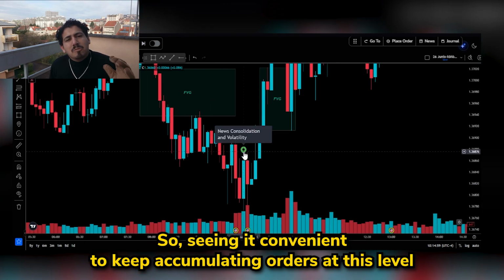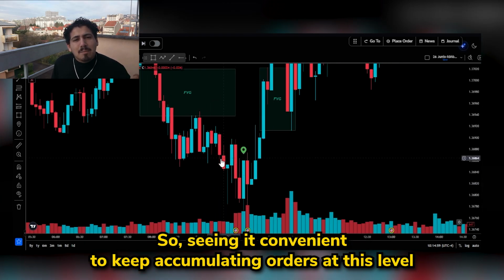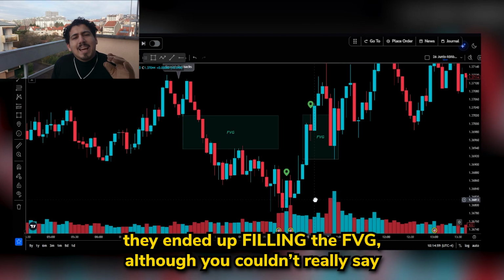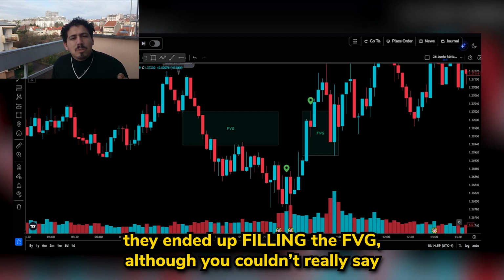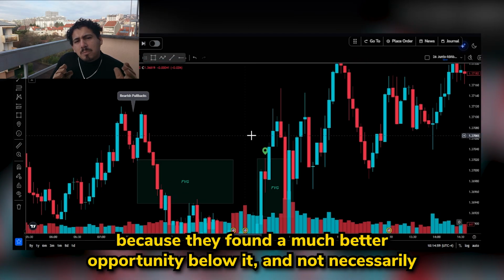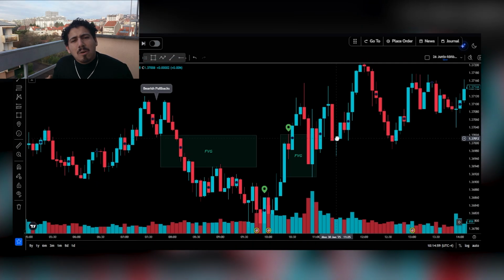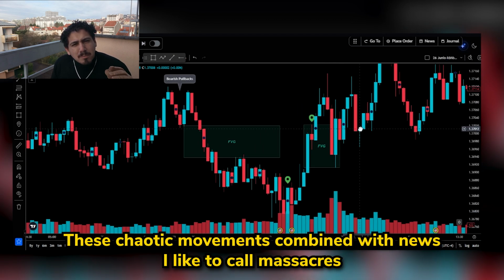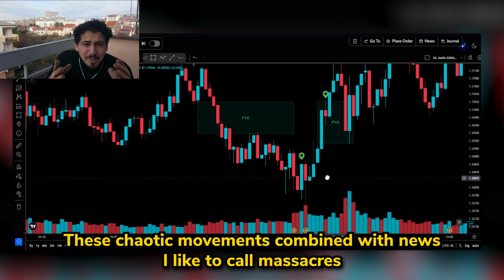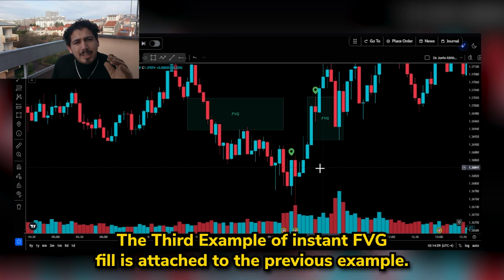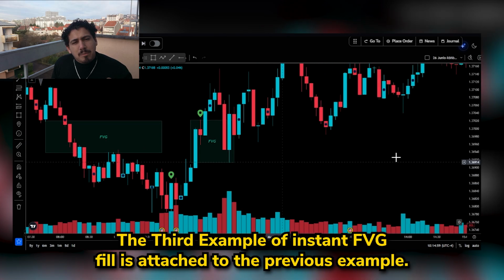So, seeing it convenient to keep accumulating orders at this level and manipulate during the news before going into buys, they end up filling the fair value gap. Although you couldn't really say they filled it, I will say they completely skip it because they found a much better opportunity below it, and not necessarily one where retail traders could take advantage. These chaotic movements combined with news I like to call massacres, and they are the worst places to place a trade.